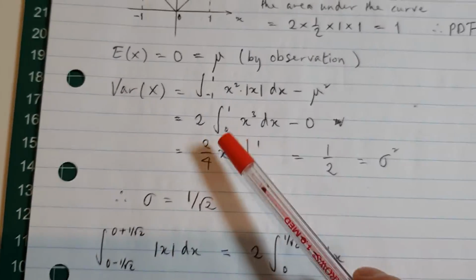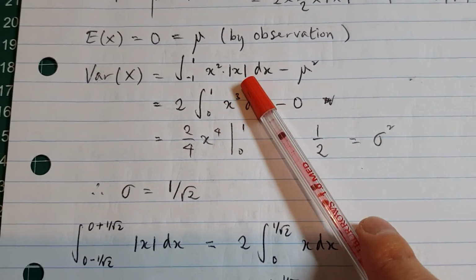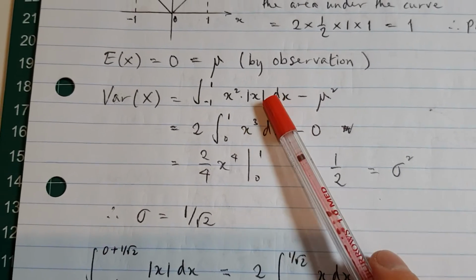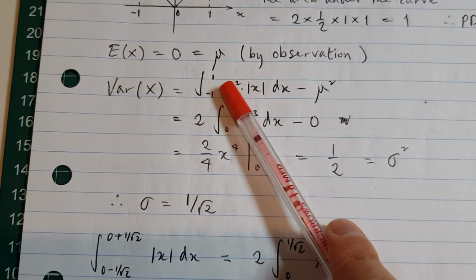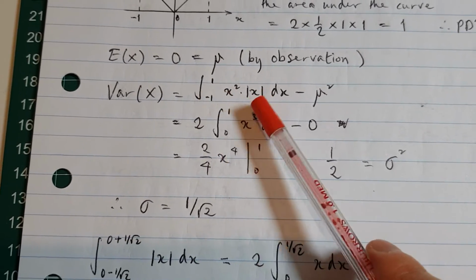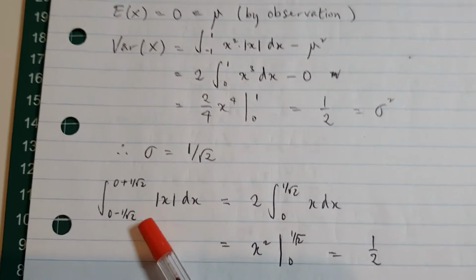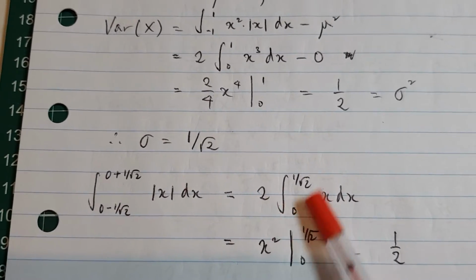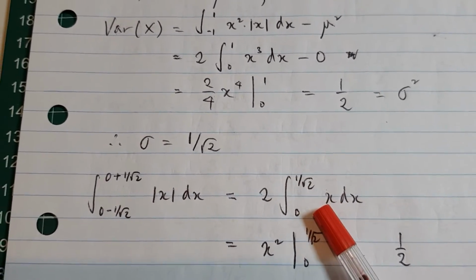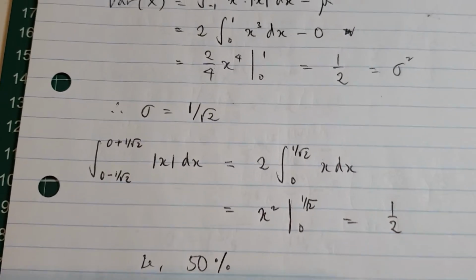And again, by the same argument that I used here for the absolute value, when x is positive this is positive, when x is negative, this will have a negative there, and from minus 1 to 0, that's going to be the same thing as 0 to 1, but double of that. So exactly the same argument, so double of the positive evaluation. So then you get this, hence that's half, 50%.